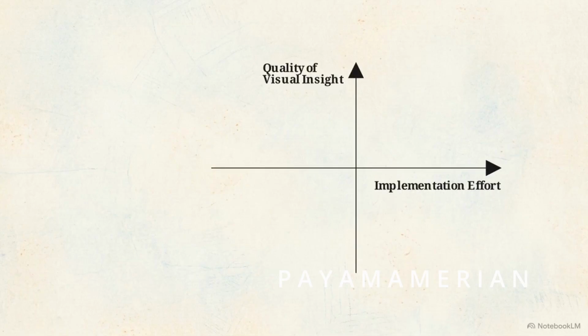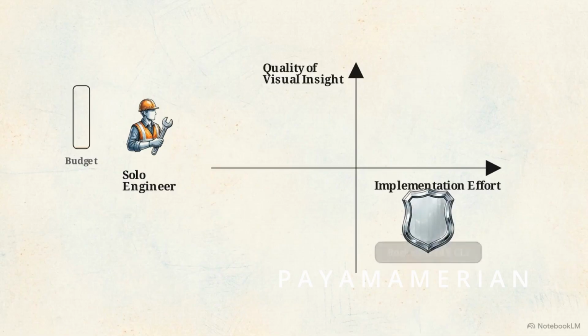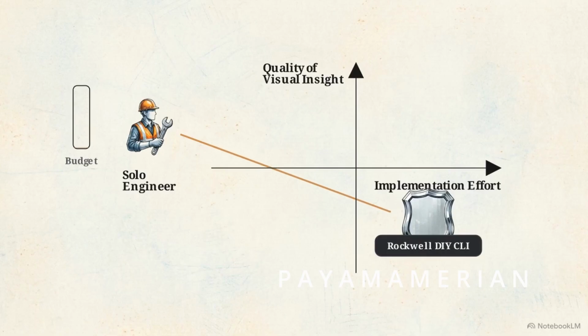We can map these tools onto a decision framework to properly align them with specific operational profiles. The first profile is the solo engineer, or a budget-constrained team. They have the time to learn a new workflow, but they lack the budget for monthly software subscriptions. The Rockwell Custom VCS tools drop into the high-effort, low-visual insight quadrant for this user.